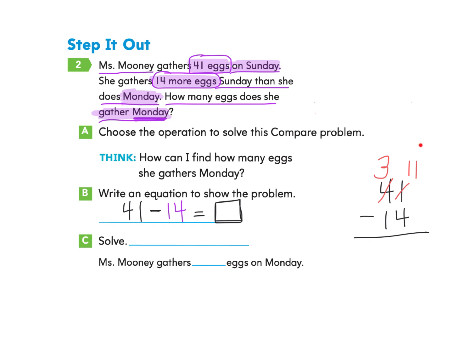So now I have 11 ones, take away 4 ones, and when I have that equation, I know that the answer is 7. And then I'm going to subtract 3 groups of 10, take away 1 group of 10, and when I do that, I get 2 groups of 10. So I have now solved the equation 41 take away 14 equals 27. This means I have solved the question, how many eggs does she gather on Monday? Miss Mooney gathers 27 eggs on Monday. Excellent work.